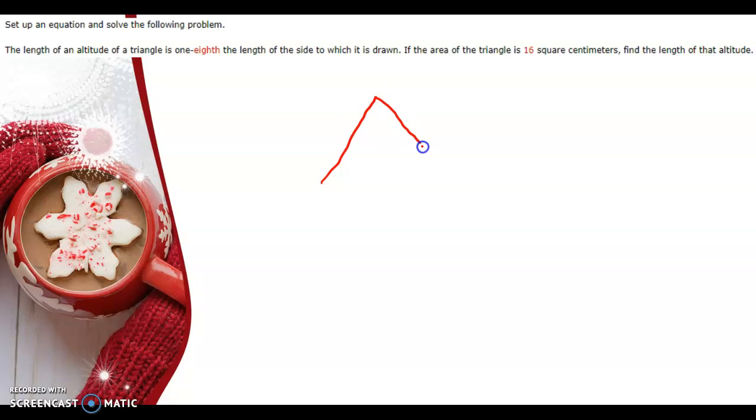So here I've got a triangle. Not drawn true to size by any means. An altitude is a segment that connects a vertex to the opposite side such that it is going to form a right angle. So we say that it is perpendicular to that other side. That's what the little box means.